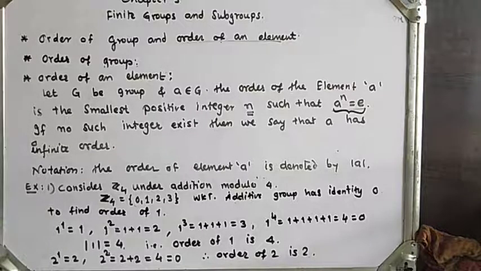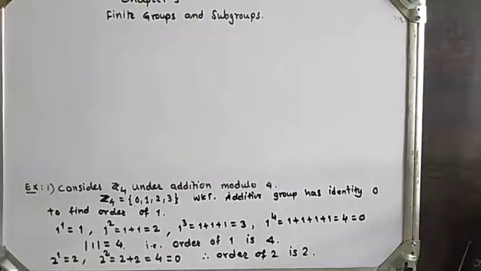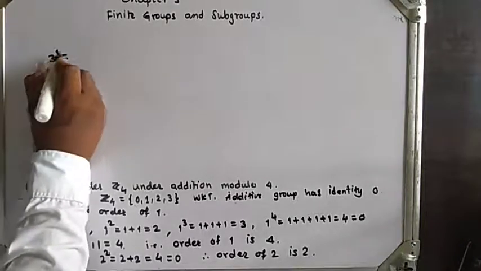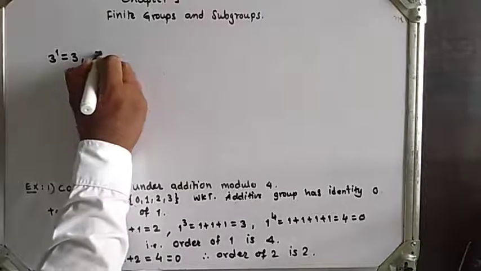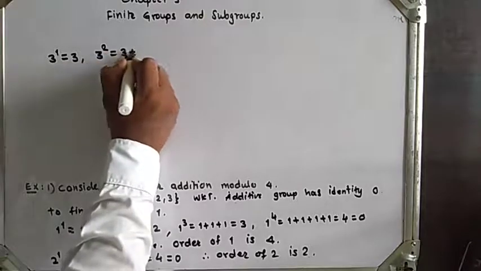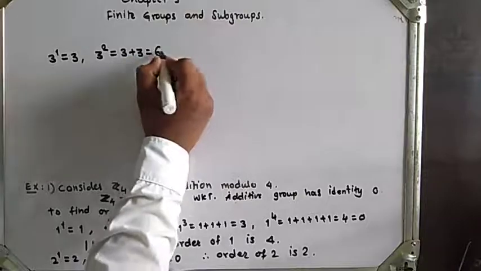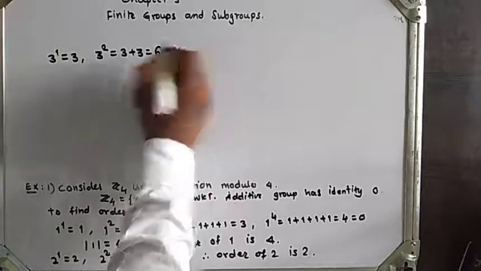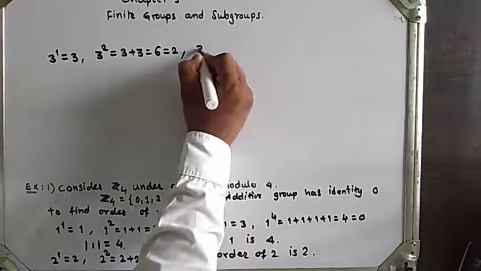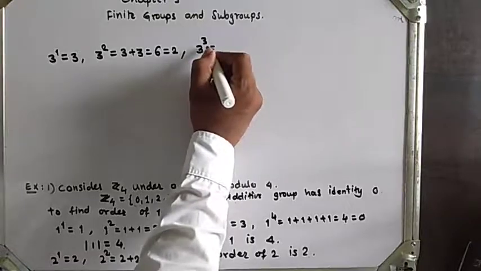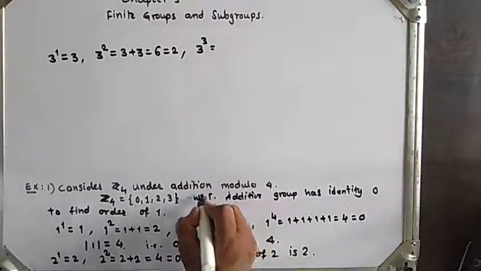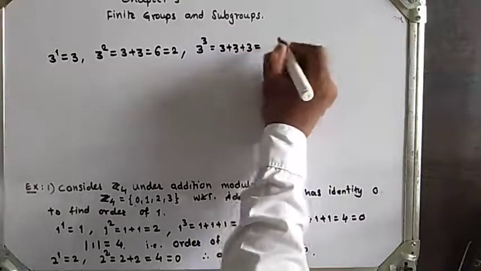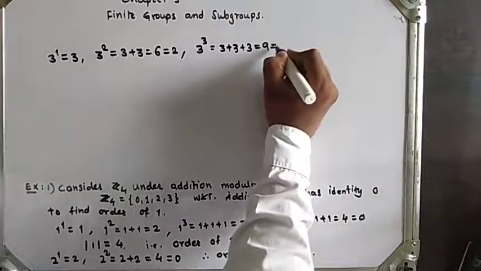Next, to find the order of element 3, we know that 3 raised to 1 means addition of 3 one time, which is 3. Next, addition of 3 two times, which is 3 plus 3. 3 plus 3 will be 6, and here the operation is modulo 4, so 6 modulo 4 will be 2, which is not identity. Now next, 3 raised to 3 means addition of 3 three times, because the operation is addition. So 3 plus 3 plus 3 is equal to 9, and modulo 4, we get 1.